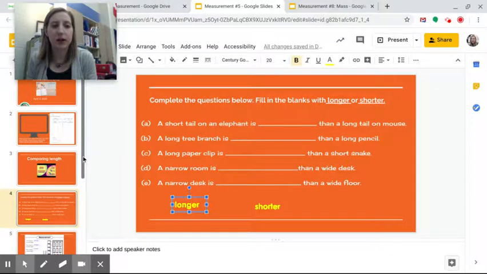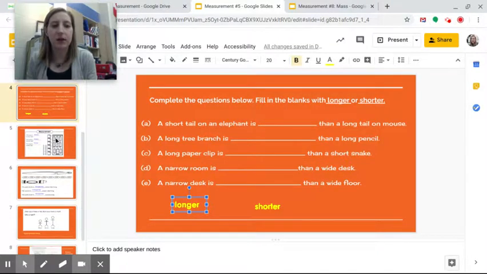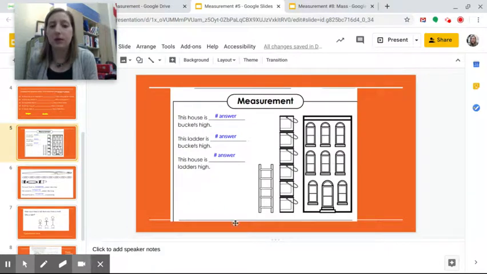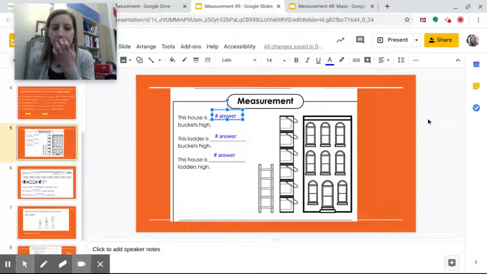When you're finished that, you're going to head down to this page of comparing measurement here. So you're looking at this house here and you're comparing the buckets and the ladder to the house. So the house is how many buckets high. You'll count that. You'll click on the box. You'll press backspace to be able to answer. And when you're done, you click away from the box.